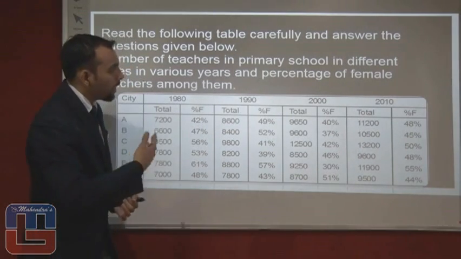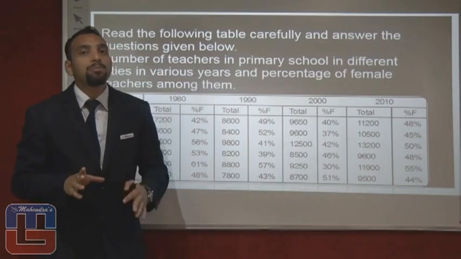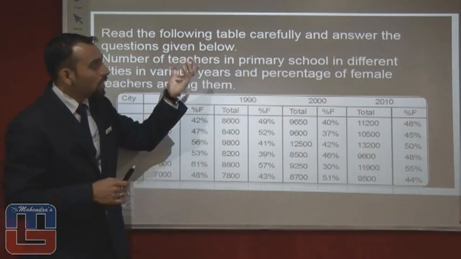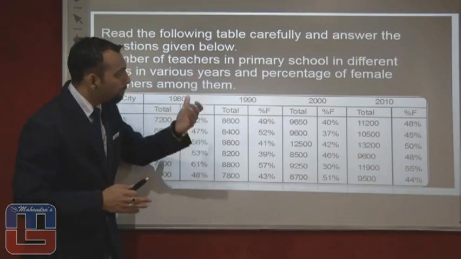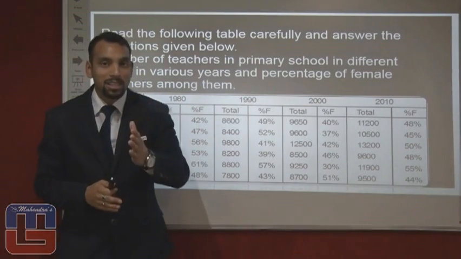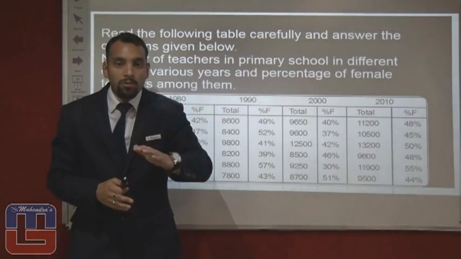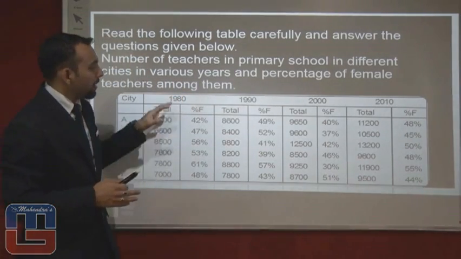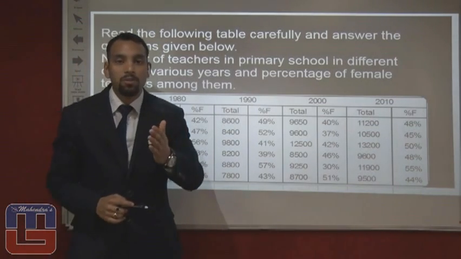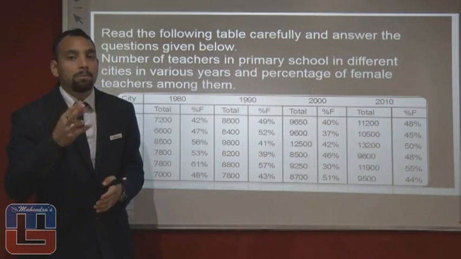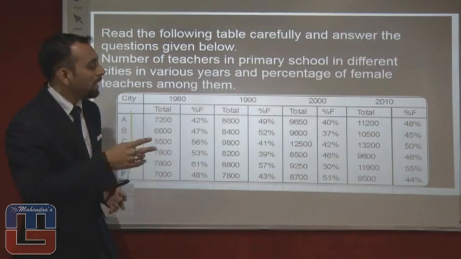So in DI, what we have to do? Firstly, in DI, calculation should be fast. For example, firstly we have to read the data, what the data is saying and what is the meaning of the question. Now firstly read the question. The question is saying number of teachers in primary school in different cities. We have given the cities A, B, C, D up to F, and we have given the number of teachers in primary school. And we have given the percentage of female teacher.